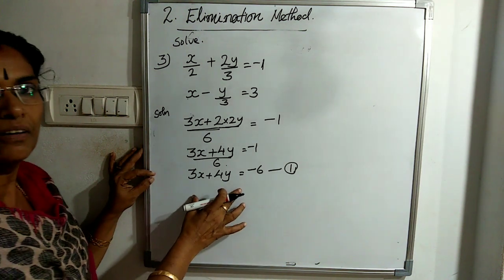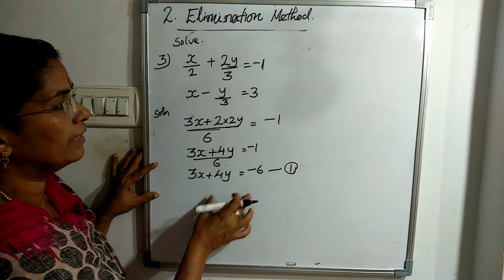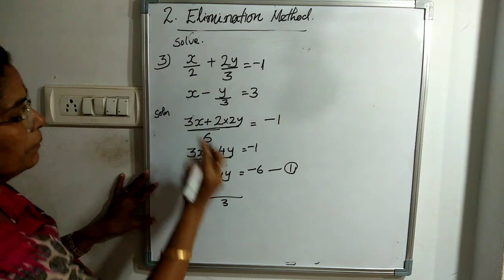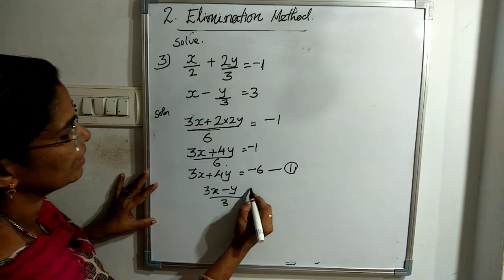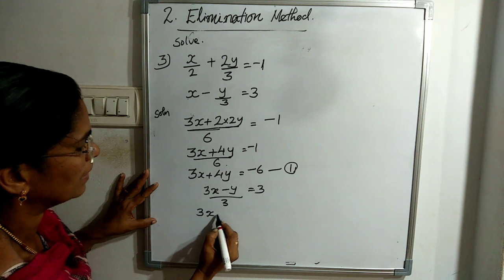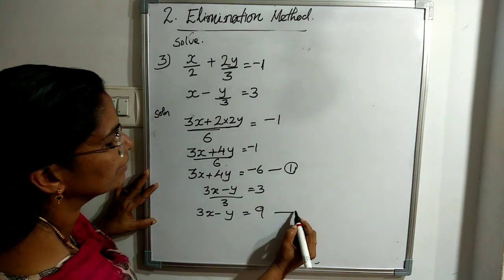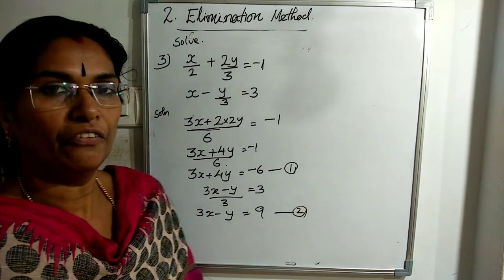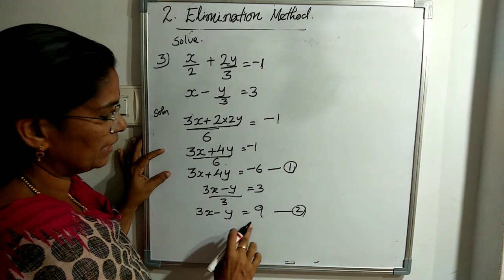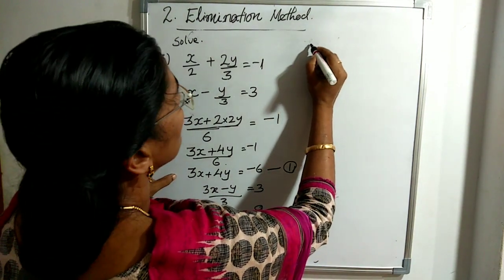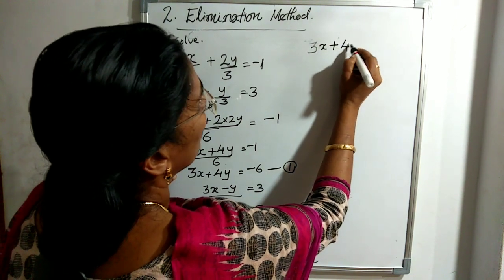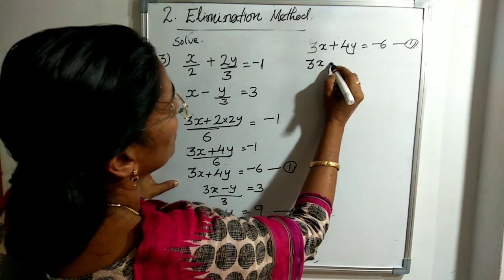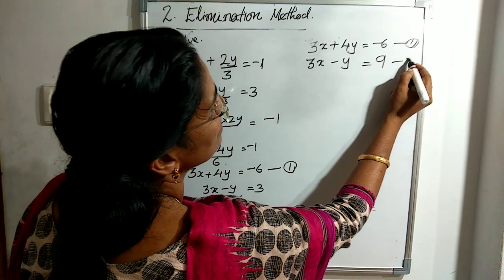Now we find the second equation also, by the same method. 3 is the LCM. 3 multiplied with x, 3x minus y equals 3, or 3x - y = 9. That is our second equation. So we got the equations without fractions. We write once more: 3x + 4y = -6 is our first equation, and 3x - y = 9 is our second equation.